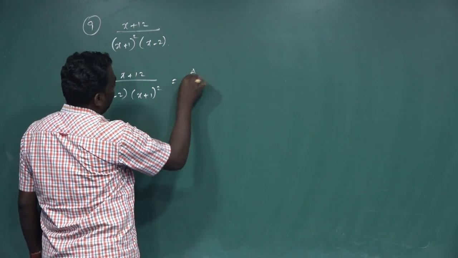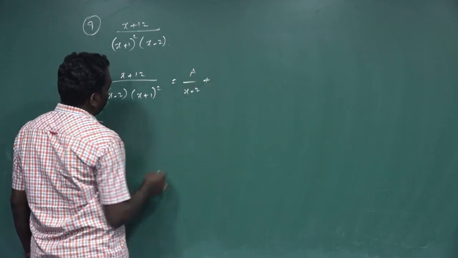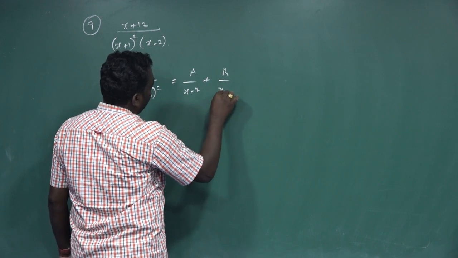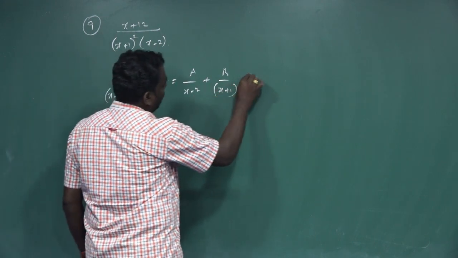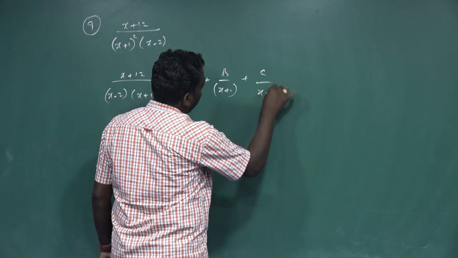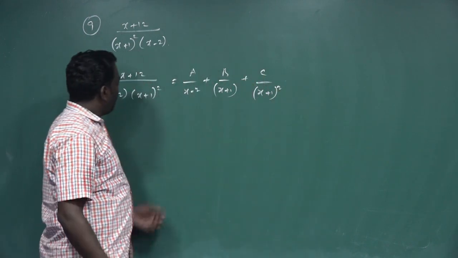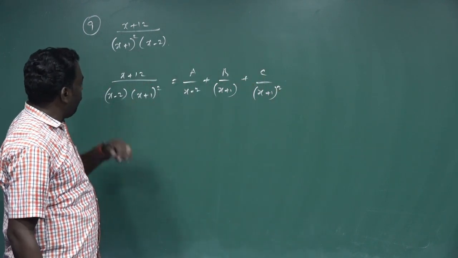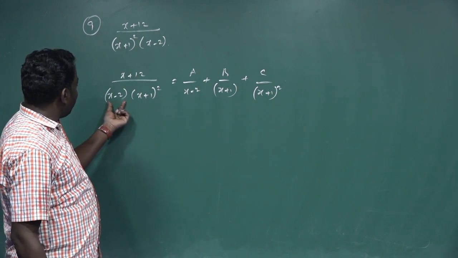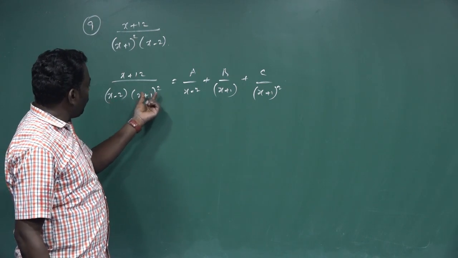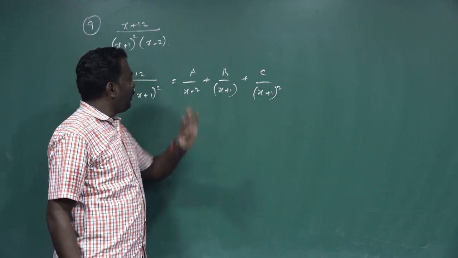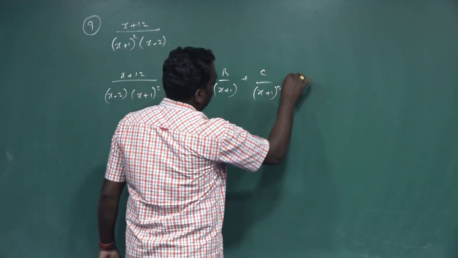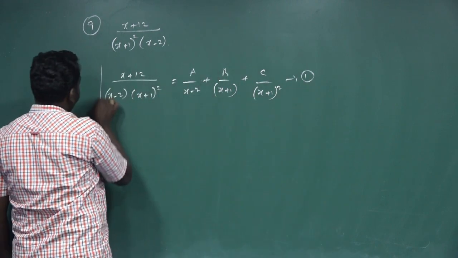First term a by x minus 2 plus b by x plus 1, and within the bracket term, plus c by x plus 1 whole square, because of the power factor. One of the factors is x plus 1, another term x plus 1 whole square, and this equation we call equal to 1.